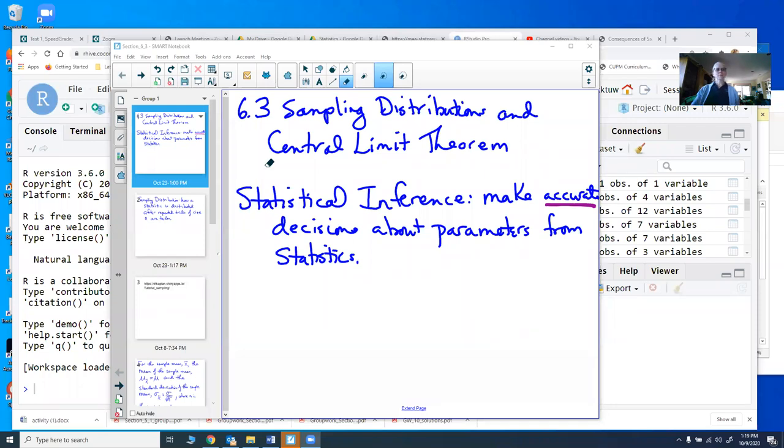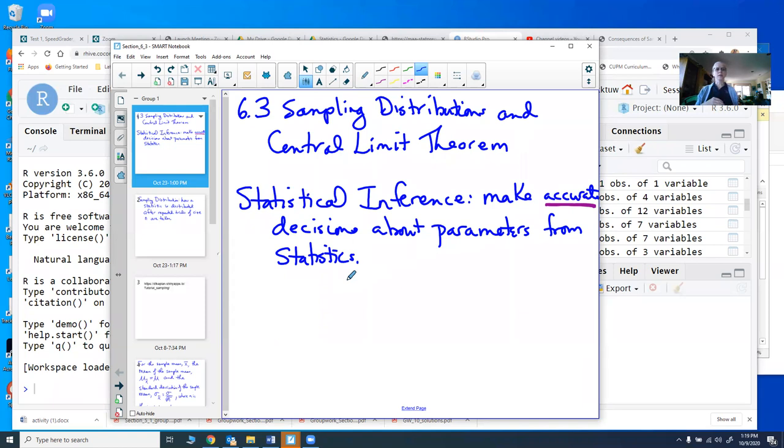So now we're going to talk about sampling distributions and something called the Central Limit Theorem. First off, statistical inference is to make accurate decisions about parameters from statistics. Remember, parameters are numbers that we calculate from the population. They're usually not known. We usually want to find out what they are. And statistics are the numbers we calculate from the sample. And we use those statistics to actually figure out what those parameters actually are.